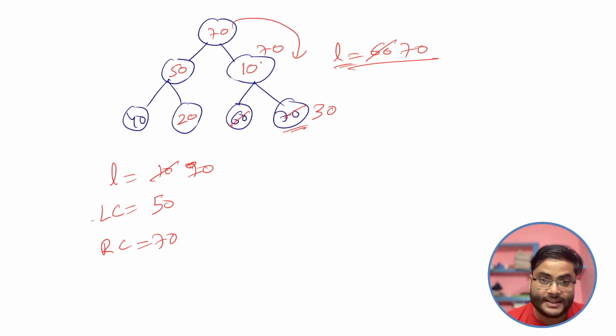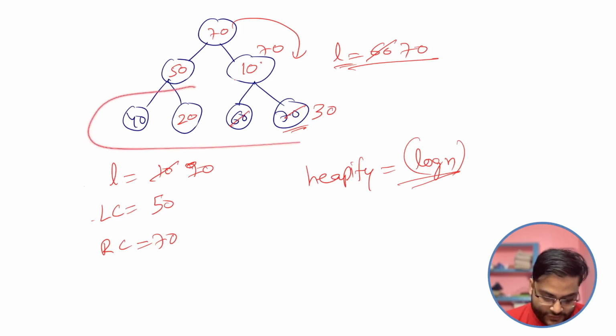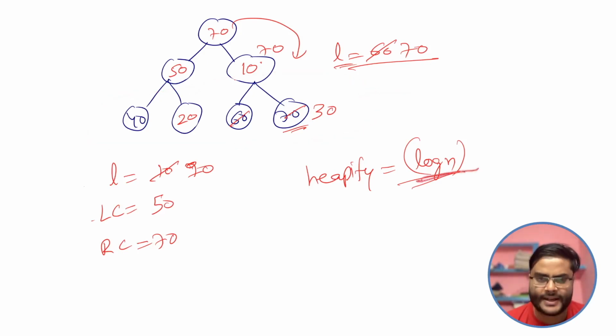So each Heapify method takes log n time, not equals to log n times, but upper bound. In upper bound it takes log n times, because at every time, see, we are not running it for leaf nodes. So it will be rare that it will run for log n times. In some of the cases it will run for log n time.